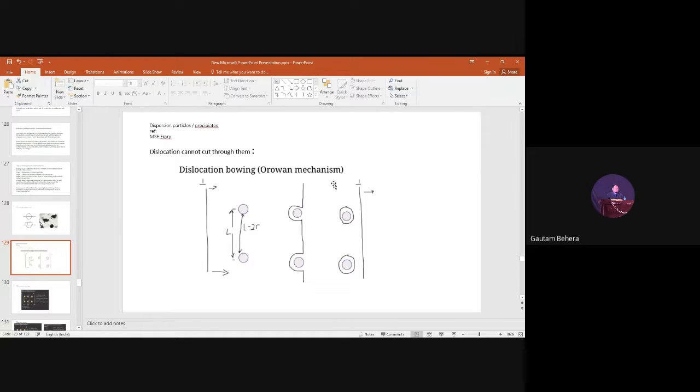So can you figure it out? Suppose the first dislocation is moving like this and forming a loop around the precipitate, and it goes out. This is called the Orowan bowing mechanism. Suppose a new dislocation comes. For a new dislocation, will the distance between the precipitates be less or more, or is it unchanged?